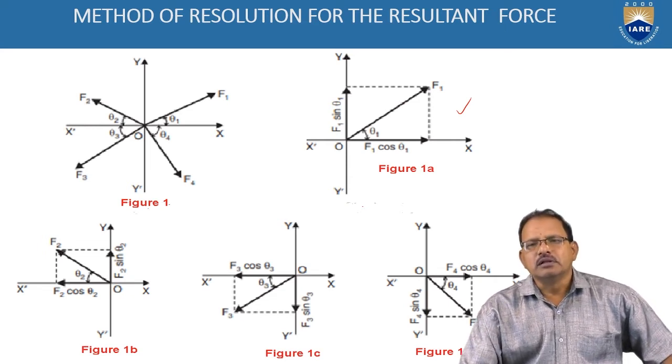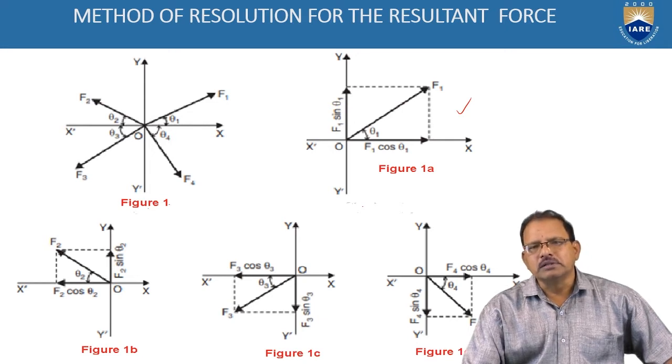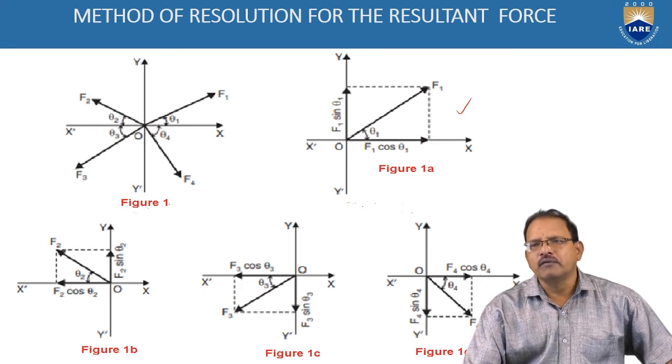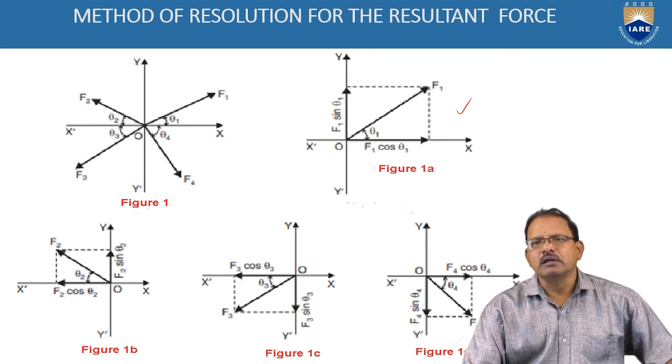Similarly, the vertical sum of the vertical components of all the forces is given by F1 sin theta 1 plus F2 sin theta 2 minus F3 sin theta 3 and minus F4 sin theta 4. That means the components of forces acting in the upward direction are treated as positive, and the components acting in the downward direction are treated as negative. The algebraic sum is given by F1 sin theta 1 plus F2 sin theta 2 minus F3 sin theta 3 minus F4 sin theta 4.